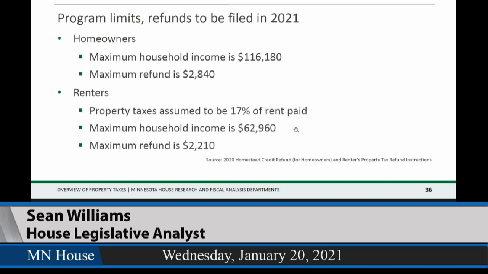For the renters credit program, the idea behind this as a property tax program is that there's an assumption made in law that a portion of the rent that renters pay represents property taxes. So statutorily, property taxes are assumed to be about 17% of rent. And then a similar formula is applied for renters as is applied for the homeowners. The maximum household income that can qualify for the renters credit is $62,960. And the maximum refund through the program is $2,210. Next slide, please.